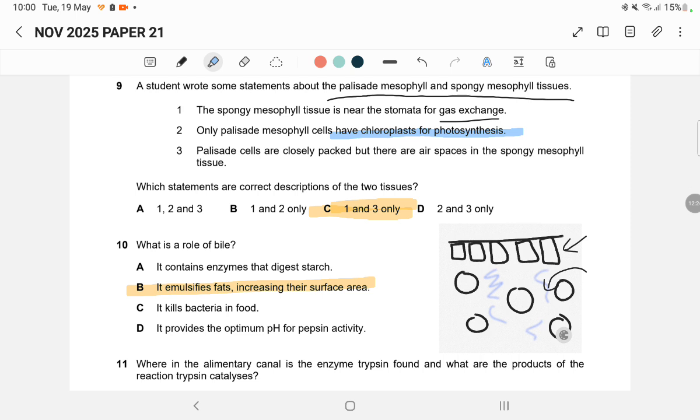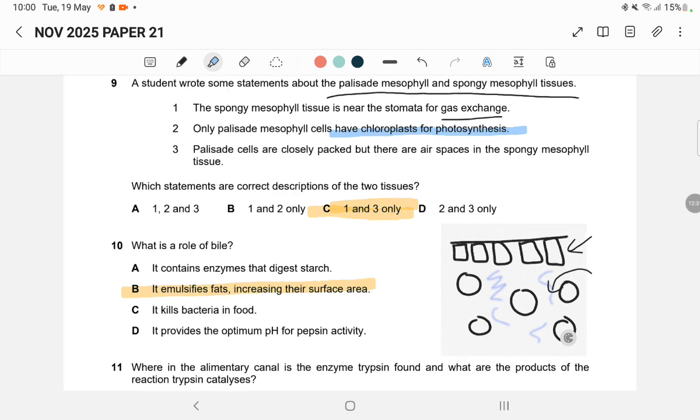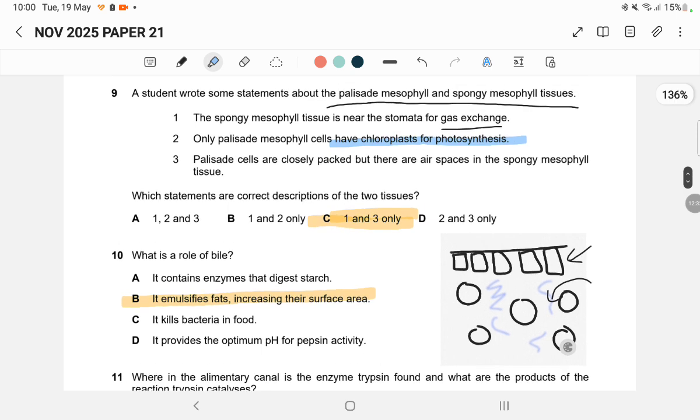So it is not only palisade mesophyll cells, also spongy mesophyll cells have chloroplasts. So it's not the case that only palisade mesophyll cells have chloroplasts, okay? What makes students confused in this question is that they think palisade mesophyll cells are the only ones having chloroplasts. No, the correct information is that the palisade mesophyll cells are the part that has the most chloroplasts, but it is not the only part having chloroplasts.